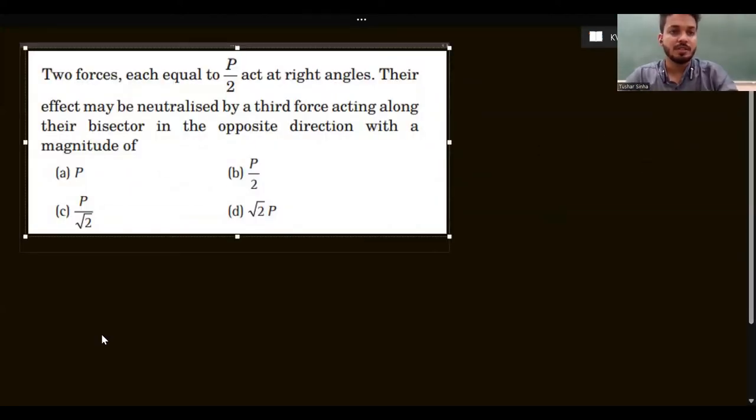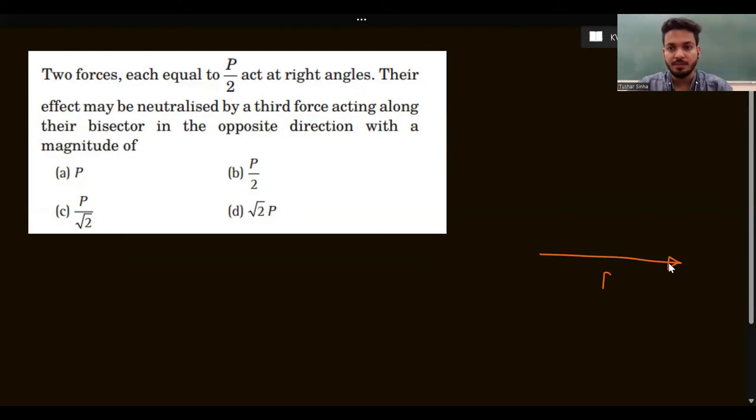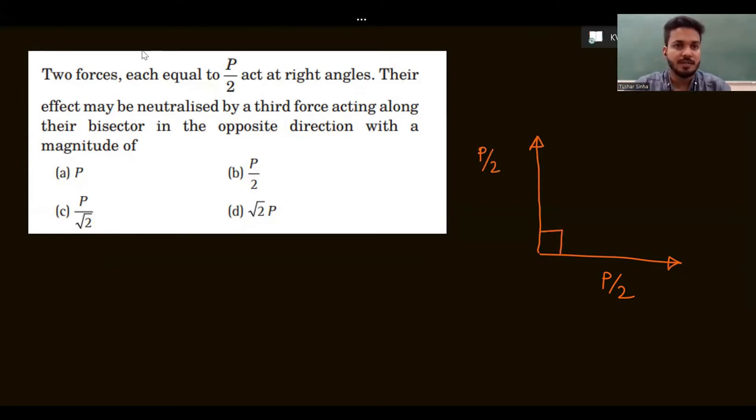Okay, so let us do this question. In this question, it's saying there are two forces, each equal to P by 2, that are acting at right angles, and their effect may be neutralized by a third force acting along their bisector in the opposite direction with a magnitude of how much? So if I try to make the diagram for this, it would look something like this. There are two forces, P by 2 and P by 2, acting at 90 degrees. This is what the first statement says.